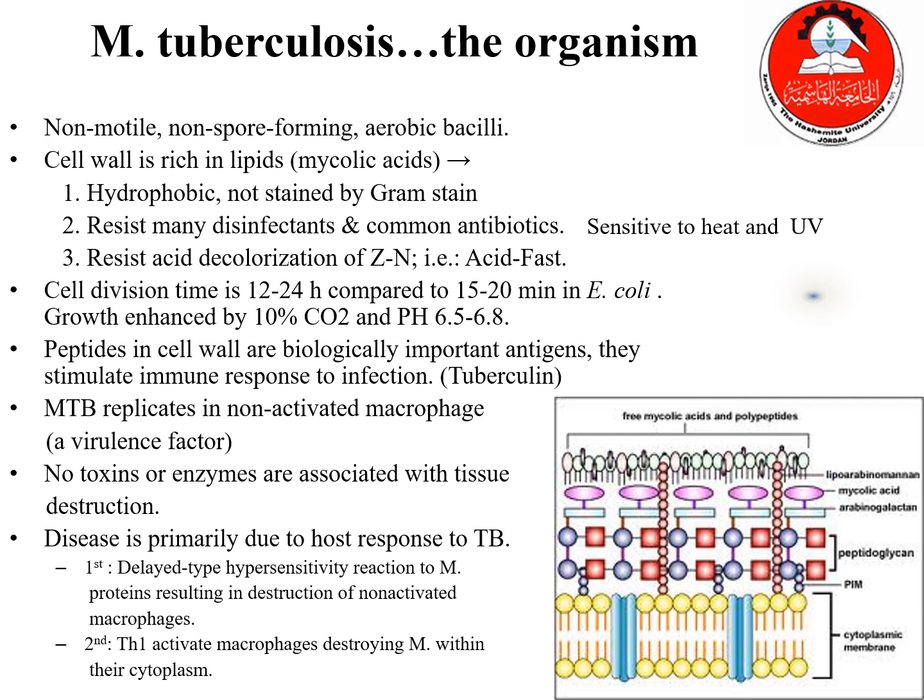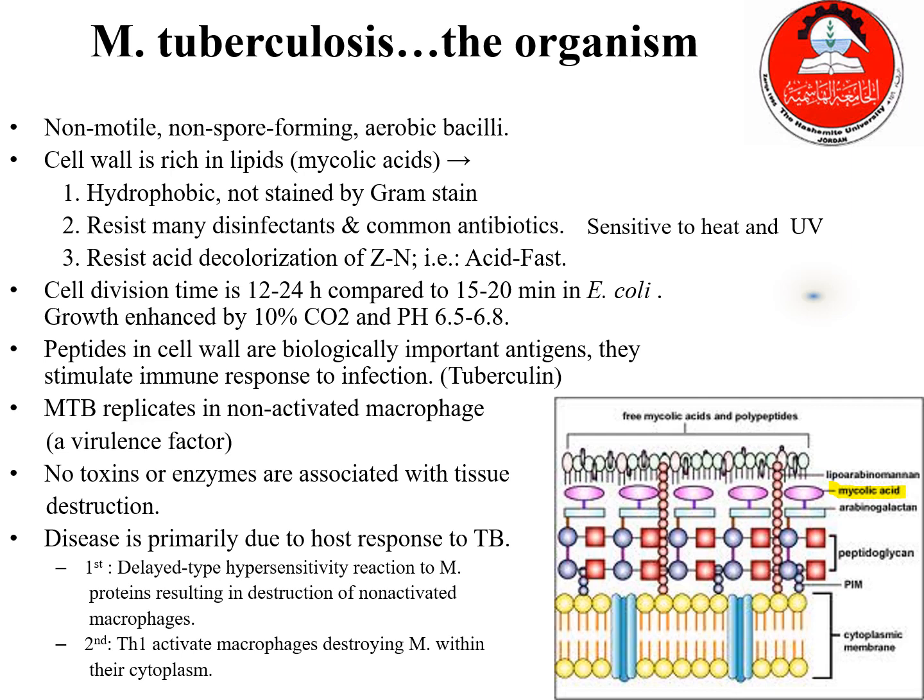They infect healthy and immunocompromised individuals the same. So Mycobacterium tuberculosis is a non-motile, non-spore-forming aerobic bacillus, and it is characterized by having a cell wall which is rich in lipids. We call them mycolic acids. So it is characterized by being hydrophobic and does not take the Gram stain. It can resist many disinfectants and common antibiotics, and it can resist decolorization. So it needs a special staining, which we call acid-fast stain or Ziehl-Neelsen stain, in order to stain the Mycobacterium.